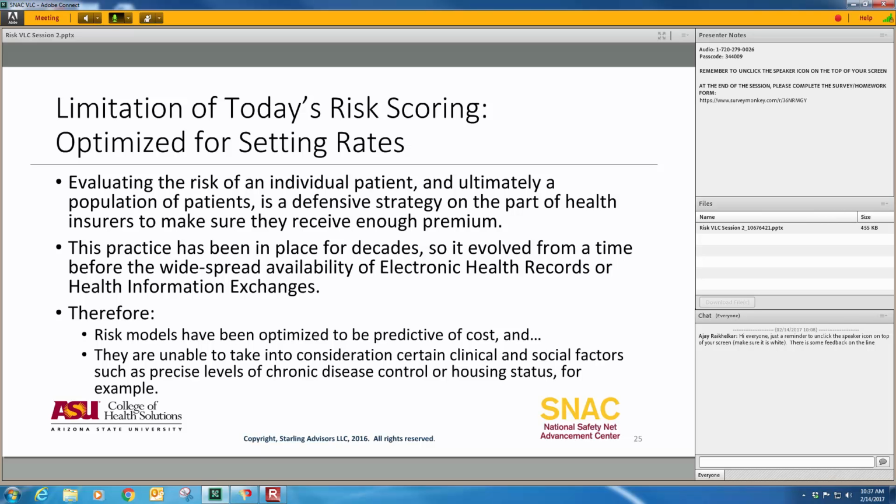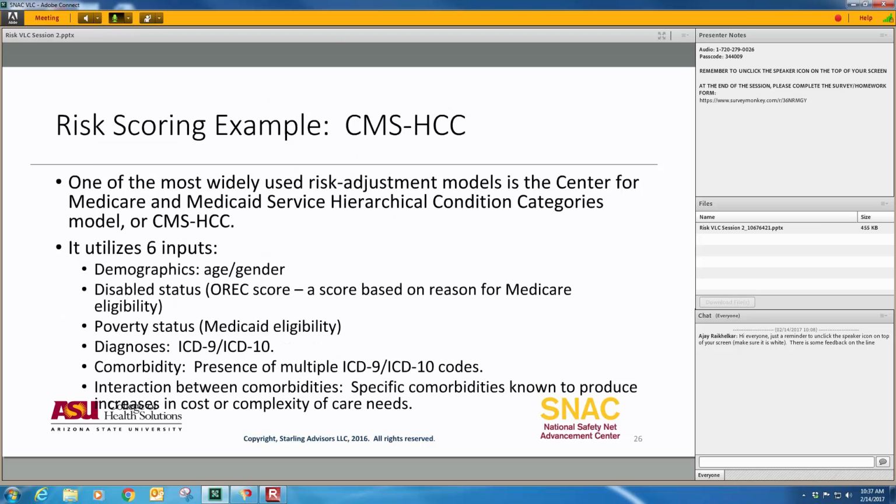These are opportunities that I feel the safety net has to establish a leading position in helping better educate insurers, frankly, about what matters. What are the things that really drive financial and quality or outcome success within a population?